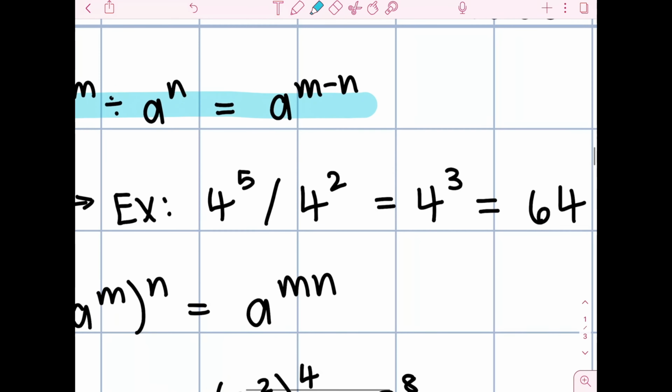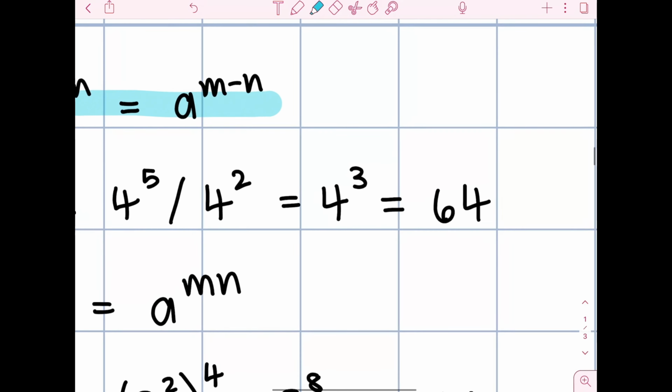For example, if you have 4 to the power of 5 divided by 4 to the power of 2, you get 4 to the power of 3, since you have 4 to the power of 5 minus 2. And if you solve this, you end up with 64.